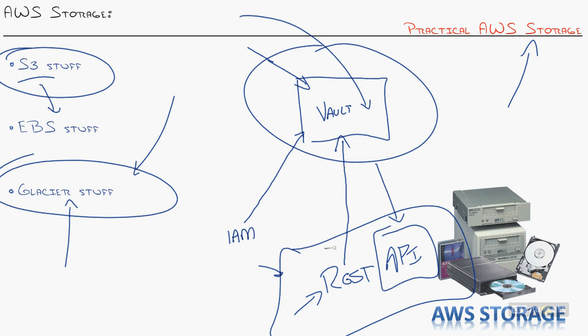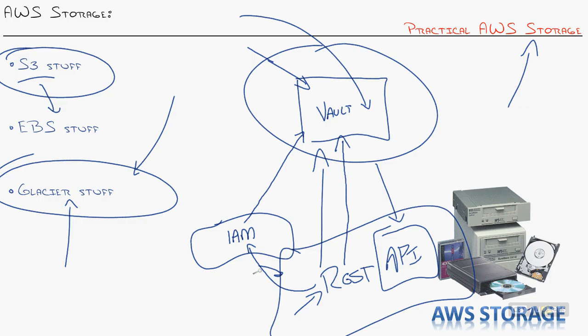Well, how do I assign permissions? Because the REST API is going to say, okay, here's a file I want to add to that vault. Well, how do you assign permissions? Well, that's where IAM comes into play. REST API will use an account, or I'll say the credentials from an account in IAM to do that.